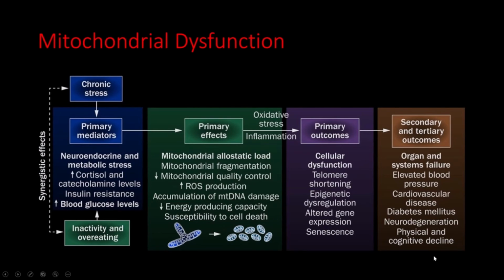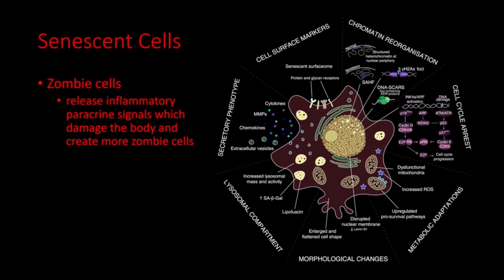And then you have all of these things that ultimately contribute to death and aging prematurely. So elevated blood pressure, cardiovascular disease, which is obviously the number one preventable killer, diabetes, neurodegeneration, physical and cognitive decline. So this last section here is just giving an overview on what actually senescent cells are. So once again, these zombie cells release inflammatory paracrine signals which damage the body and create more zombie cells.